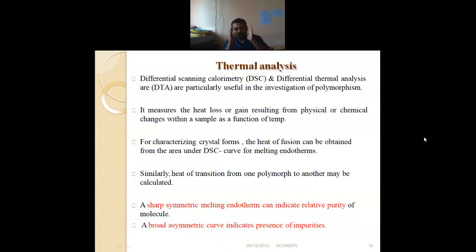If it comes under the limit, then we can conclude that it does not have any impurities on it. It does not have any other chemical reactions on it. Okay? But if the endothermic peak is not under the limit, then we can conclude that it has some chemical interactions. Is it clear?